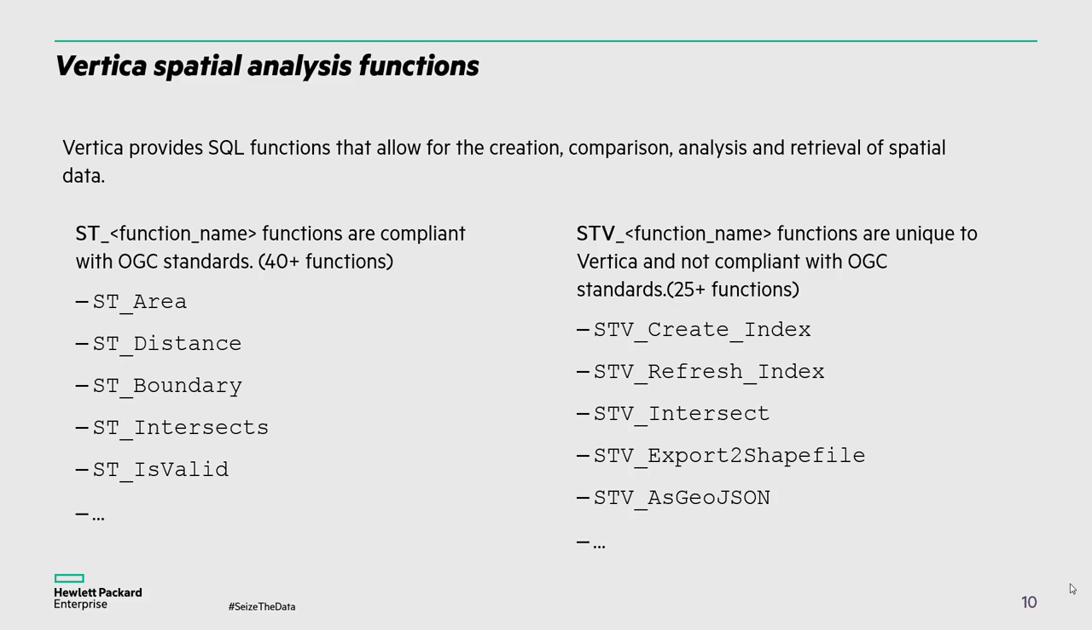Another group is beyond the OGC standard. They are prefixed with STV. Those functions are unique to Vertica. For example, ST_CreateIndex. This function will help you create a spatial index on your spatial data. And based on the spatial index, we can get good performance for geospatial analysis in the Vertica database.